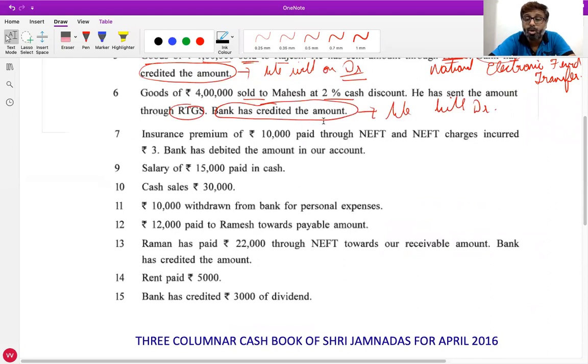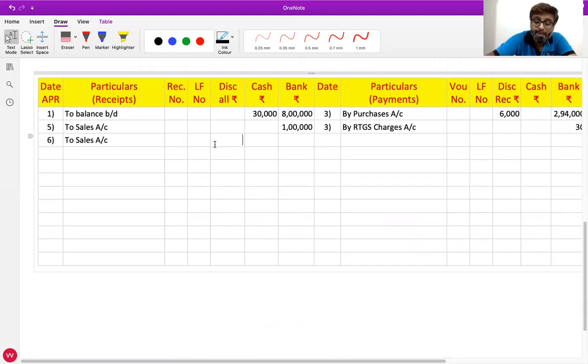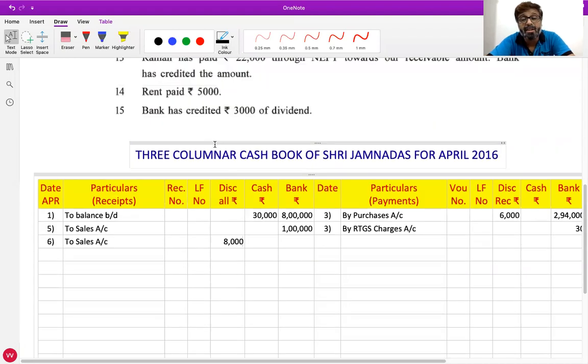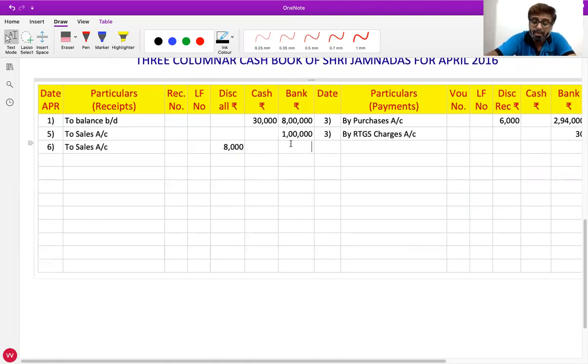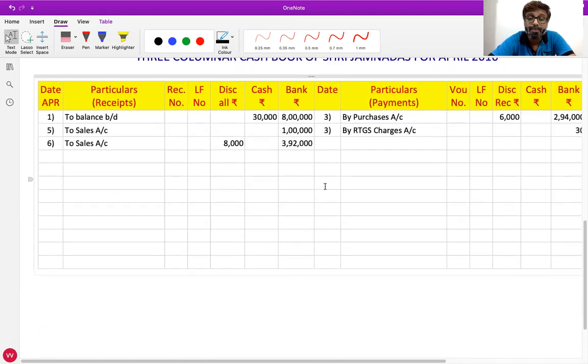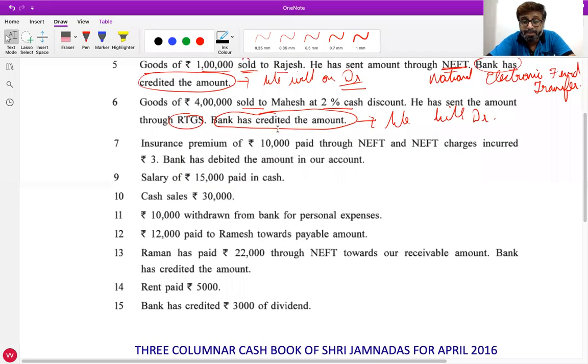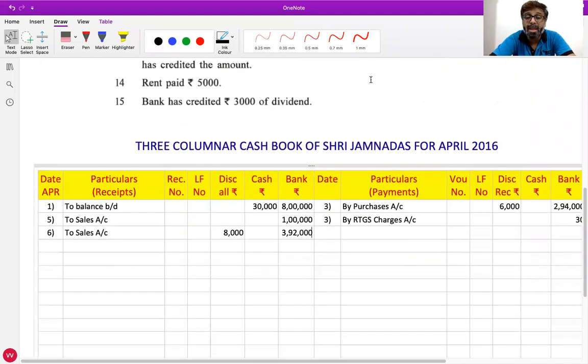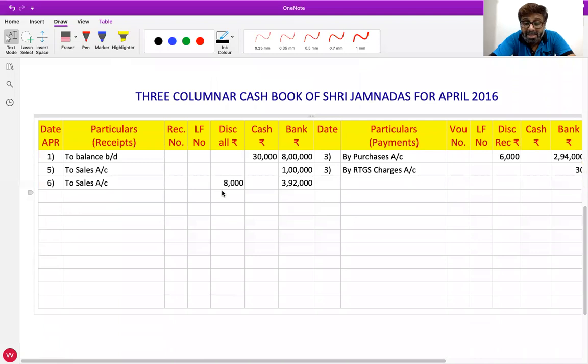Do 4 lakhs into 2%. 8,000. Press minus equal to, 3,92,000. Is this clear? In the bank column, RTGS, so bank column. Any doubts? No, sir. Journal entry would be: bank is the receiver, debit the receiver, bank account debit. Discount is an expense, debit all expenses and losses, cash discount account debit. Goods goes out, credit what goes out to sales account. Now bank account and cash discount account debit means the debit side amount will come in the bank column and discount column. Is this clear?